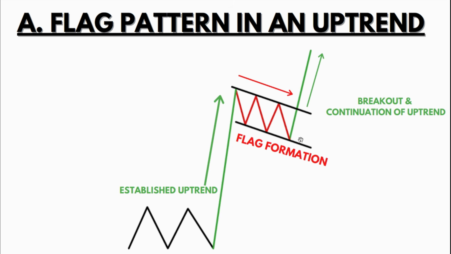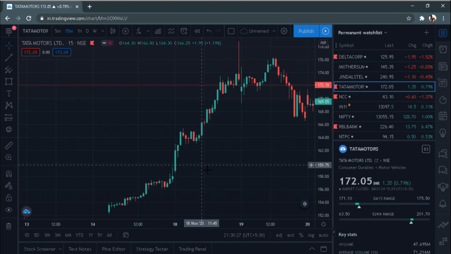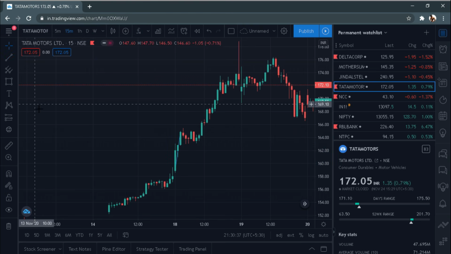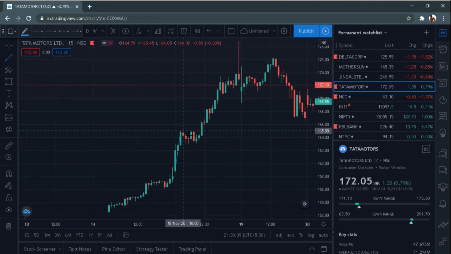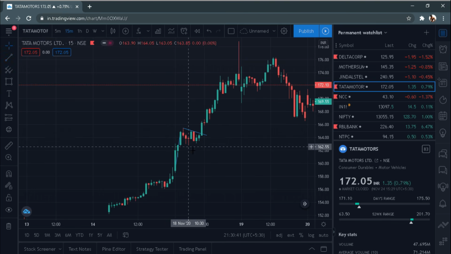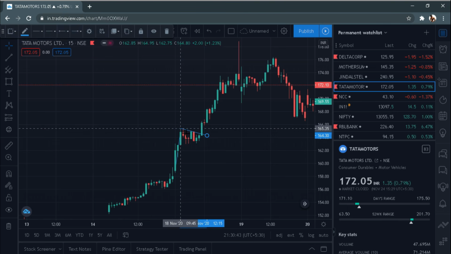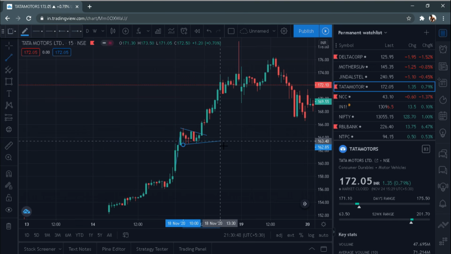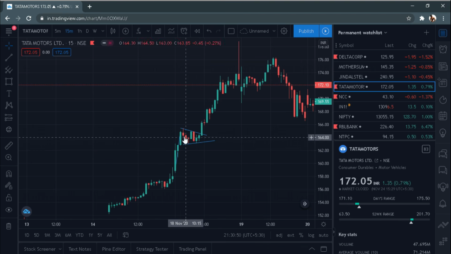Now we will look at some real life examples of the flag pattern, and I will guide you how to enter and where to place your stop loss. Alright guys, so now we have a real life example of the flag pattern, the bullish variation. If you cannot see it yet, I will draw it for you. You can see over here there is the flag pole. Then we will draw an upper trend line that will make our upper trend line of the flag formation. And then we will draw a lower trend line that will be the supporting trend line of the flag. So that is the flag pattern over here.